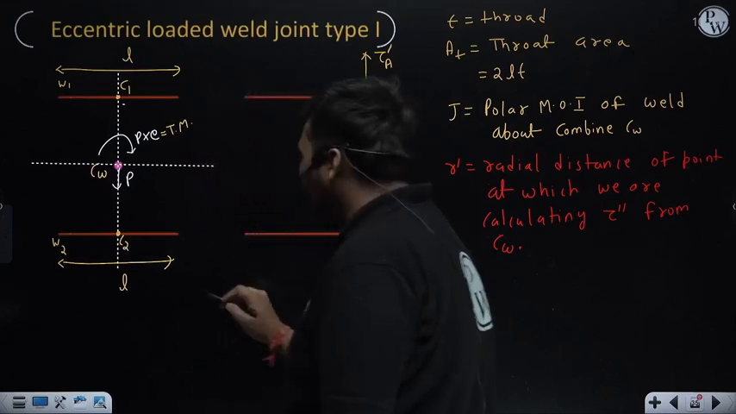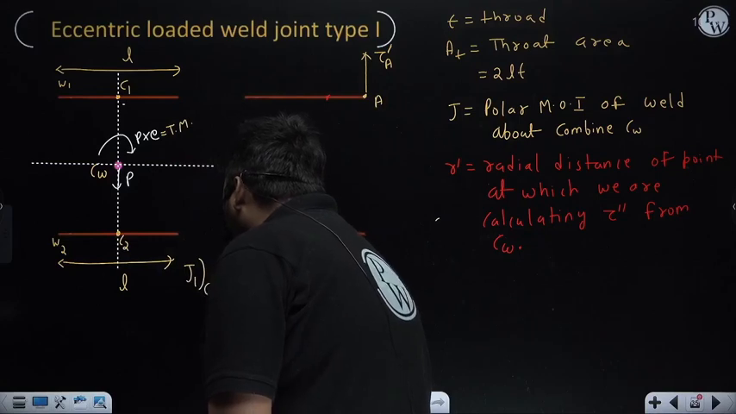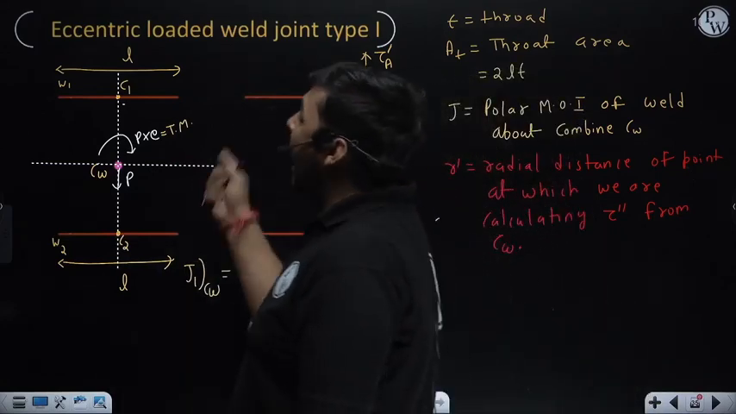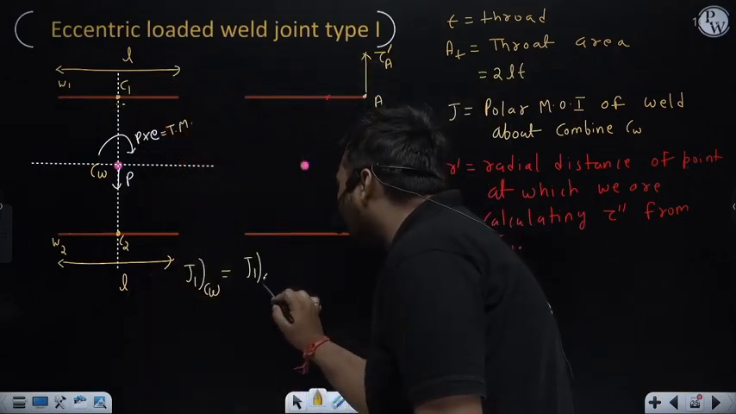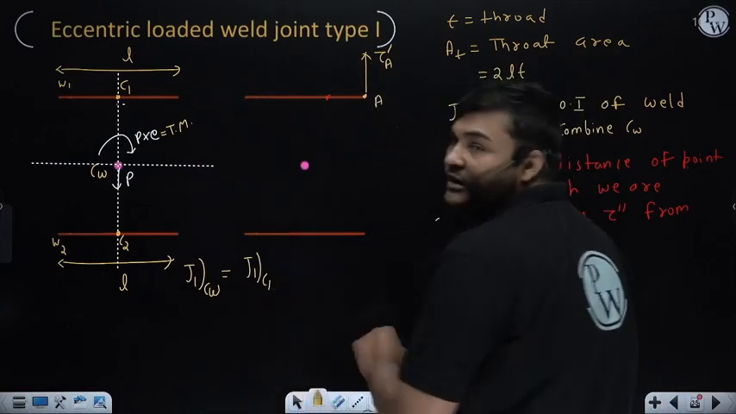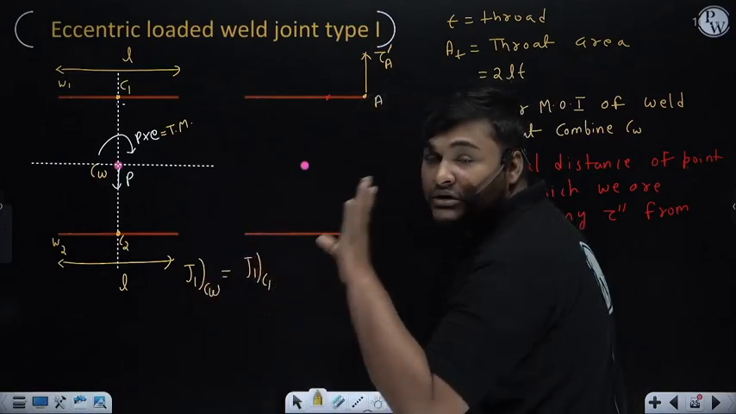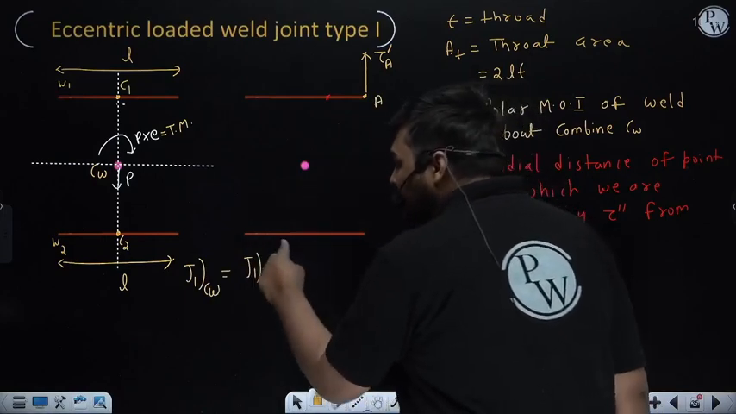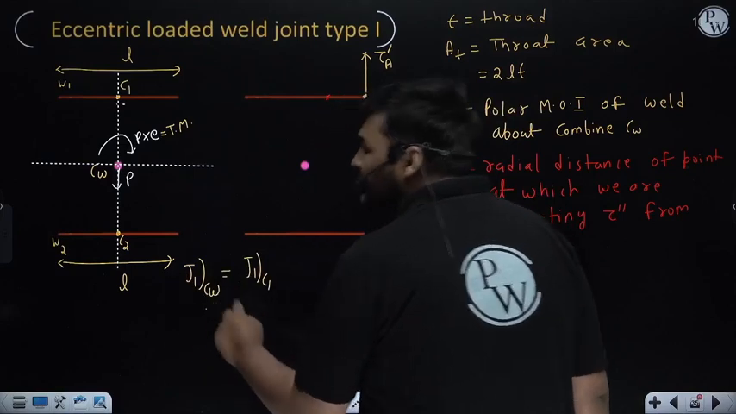Now first I am calculating the polar moment of inertia of weld 1 about the combined centroid. For that we will use the parallel axis theorem. First we will calculate the polar moment of inertia of weld 1 about the centroid of weld 1, which is C1. Now calculate the polar moment of inertia of weld 1 about CW. CW is the combined centroid, but it is not the centroid of weld 1. The centroid of weld 1 is C1. So this is the polar moment of inertia about the centroid of weld 1. Now to calculate it about CW, we will use the parallel axis theorem.